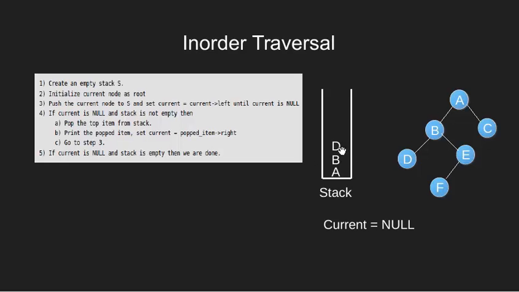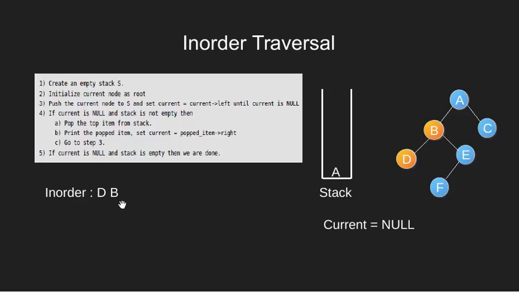We pop the top of the stack and print it. Here it is D, so we pop it and print it. Now we set the current variable to point to the right of the popped node. Since right of D is null, our current variable remains null. Now we go to step 3. Since current is null, step 3 doesn't do anything. We come to step 4, and since current is null and the stack is not empty, we pop the top of the stack and print it. So here we pop and print B.